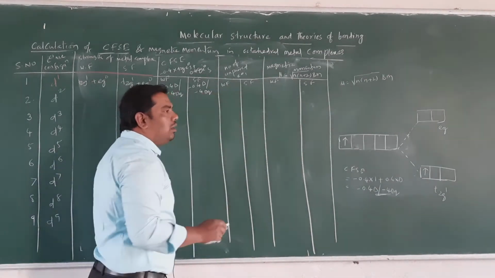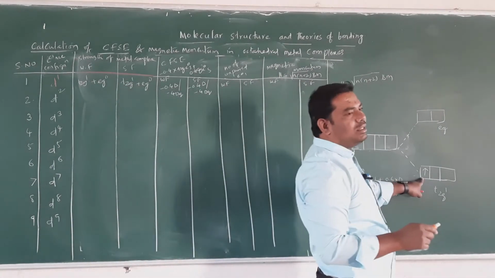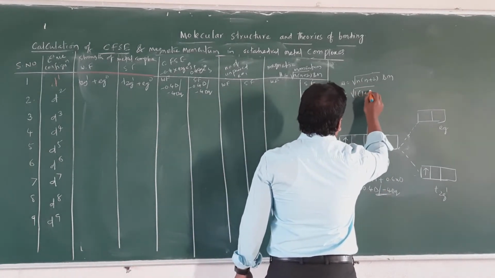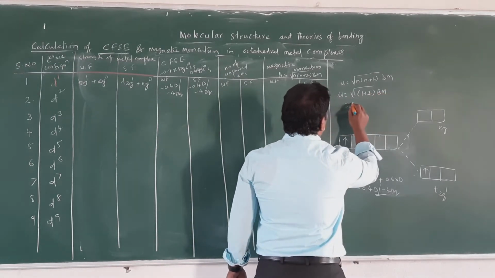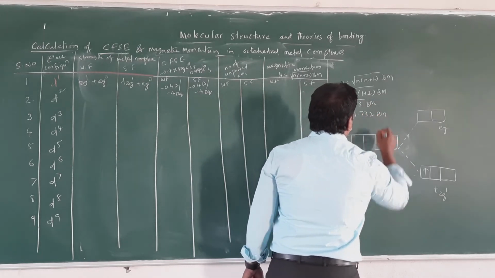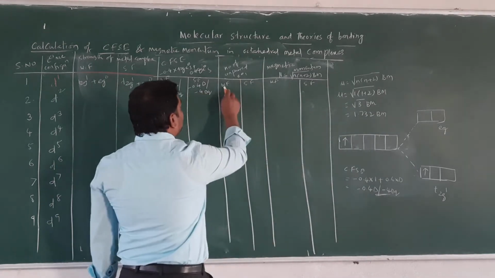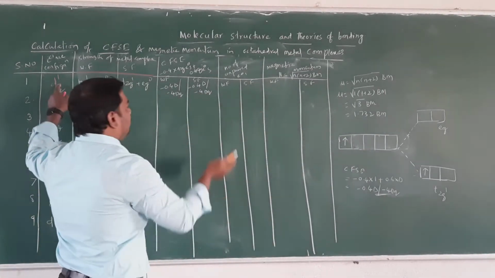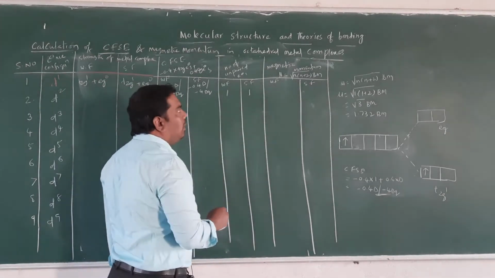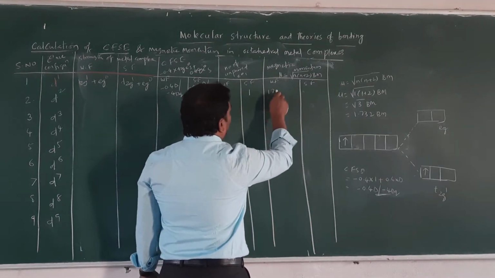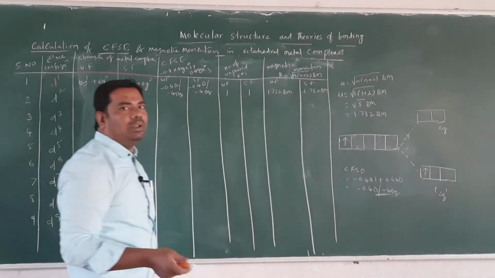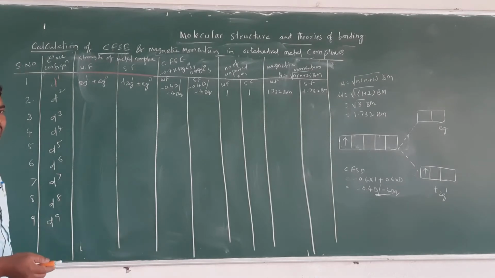Now calculate the number of unpaired electrons. There is only one unpaired electron. Therefore mu equals the square root of 1 into 1 plus 2 Bohr magneton, which equals root 3 Bohr magneton, and root 3 is nearly 1.732 Bohr magneton. The number of unpaired electrons is 1 for both weak field and strong field complexes, so the magnetic moment is 1.732 BM in both cases. That is for the d1 configuration.